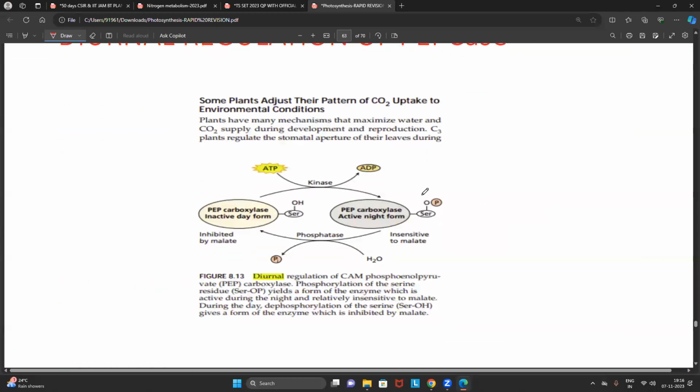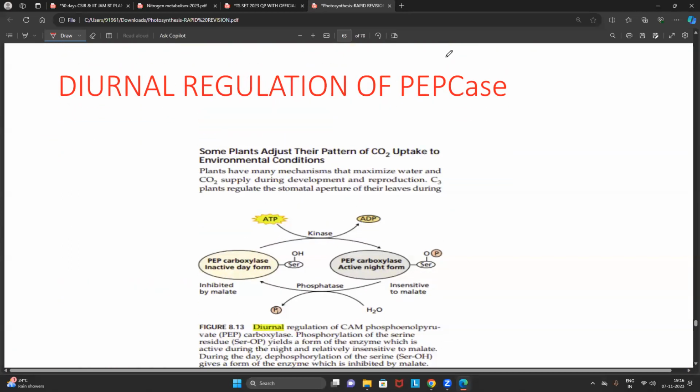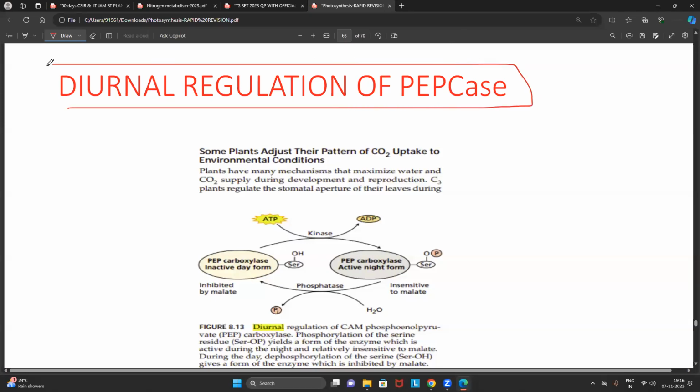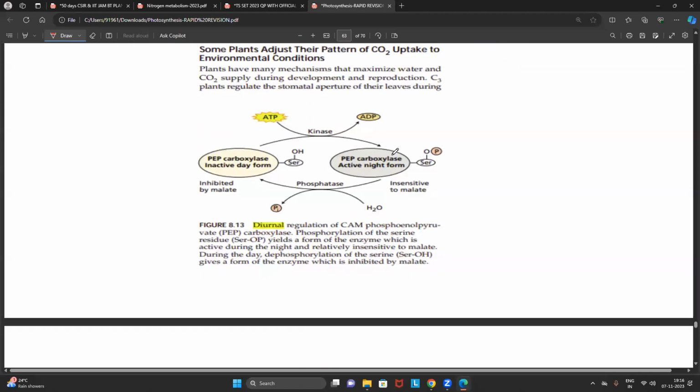So all the students look into the picture. There's no need to get confused. This is called the diurnal regulation of the PEP carboxylase enzyme. All the students, please look into this picture very carefully. This is the PEP carboxylase enzyme, which is in the inactive form during which time? During the daytime. And this is the PEP carboxylase which is active during the night time.